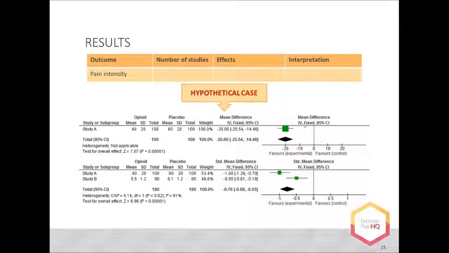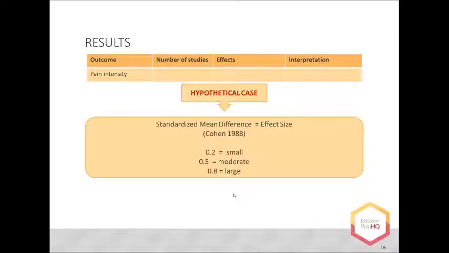We can't now talk about a real mean difference, so then we have to standardize this mean difference. And we get a number here that doesn't have any unit, that doesn't make any sense. However, Cohen, in 1988, kind of helped us to look at these numbers that don't make any sense. They are called standardized mean differences or effect sizes.